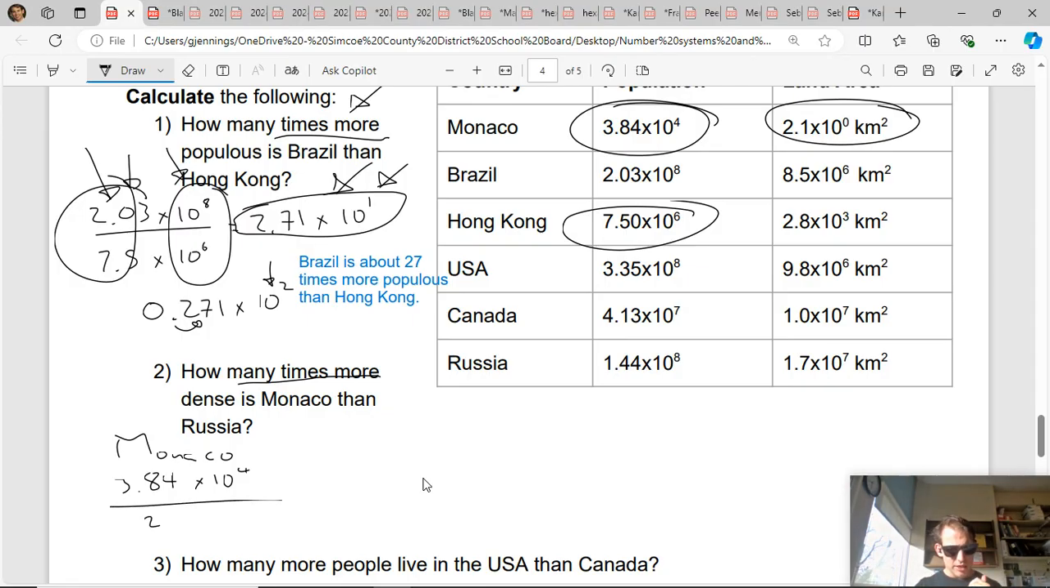2.1 times 10 to the 0. Notice, I'm just going to write 2.1. People usually write 10 to the 0. Okay? All right, and that's going to be Monaco's, and then that's going to be equal to something. We're going to do that in a second.